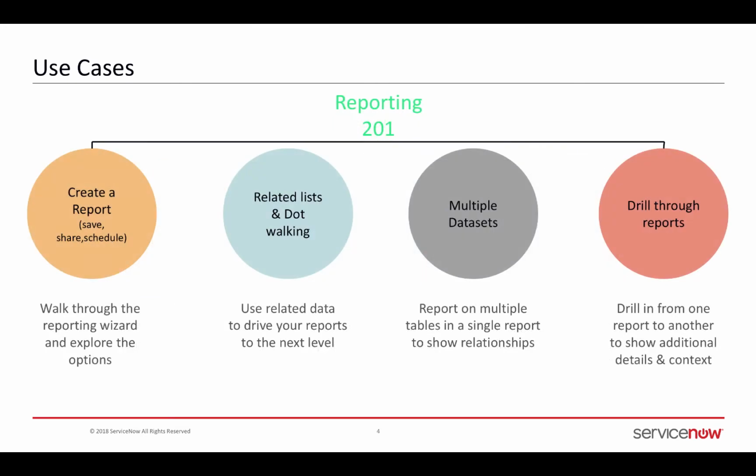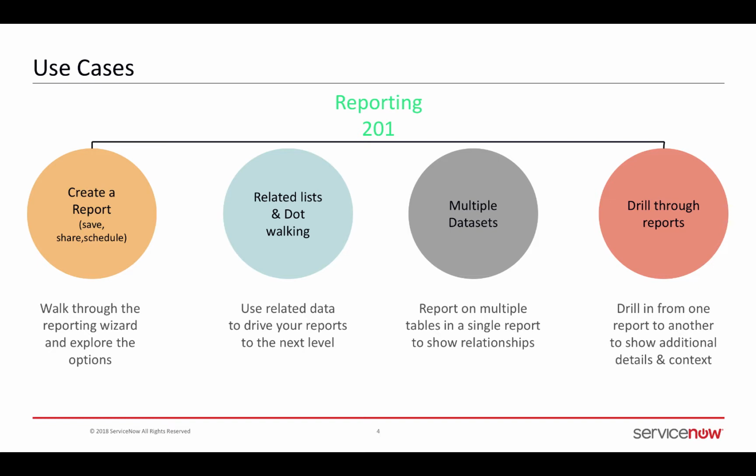In Reporting 201, we'll really get into the meat of the reporting engine. How do I create a report from scratch, select the different report types, filter, sort, and get to the underlying data that I want to see in the report? And we'll talk about things like related lists and dot walking to make sure that we're getting only the data that we want to see in those reports.